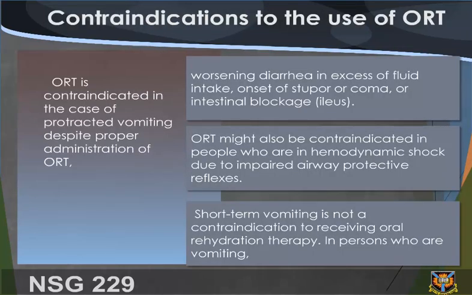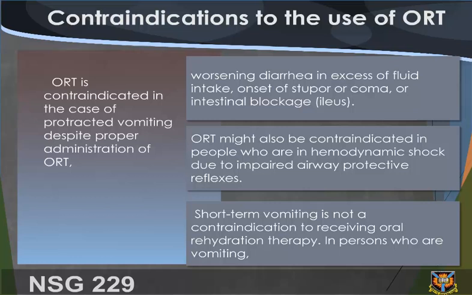Contraindications to the use of ORT. ORT is contraindicated in the case of protracted vomiting despite proper administration of ORT, worsening diarrhea in excess of fluid intake, onset of stupor or coma, or intestinal blockage, ileus. ORT might also be contraindicated in people who are in hemodynamic shock due to impaired airway protective reflexes.